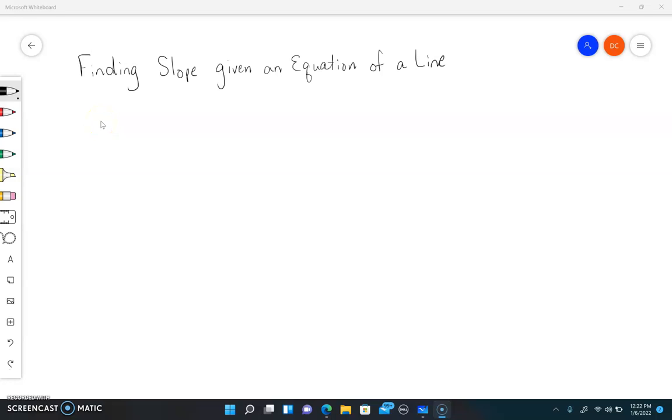Okay, hi. So this video is going to show how you can find the slope given an equation of a line. You have probably seen the most common way of writing the equation of a line, what we know as the slope-intercept form, y equals mx plus b. Maybe you don't know that this is called slope-intercept form, but that's what it's called. And it's called that for a reason.